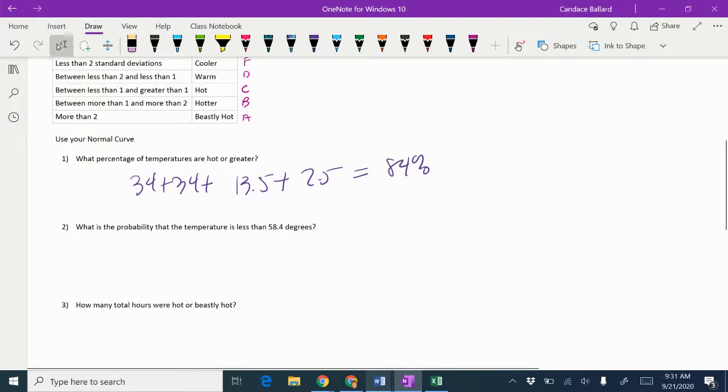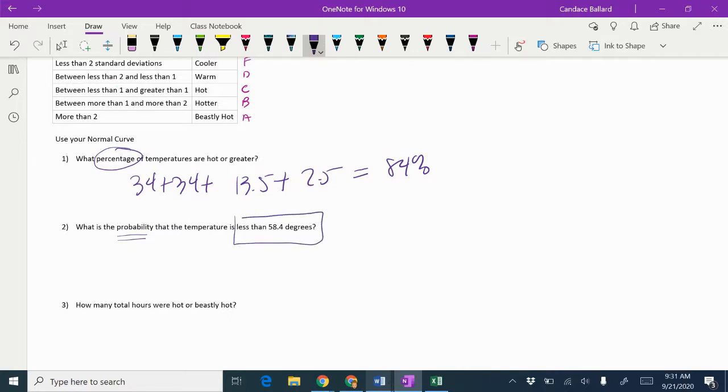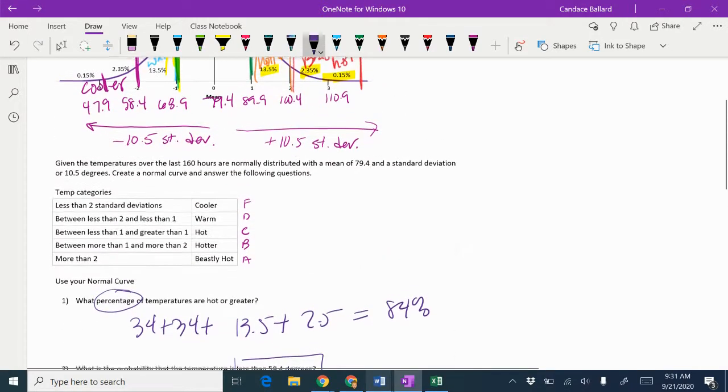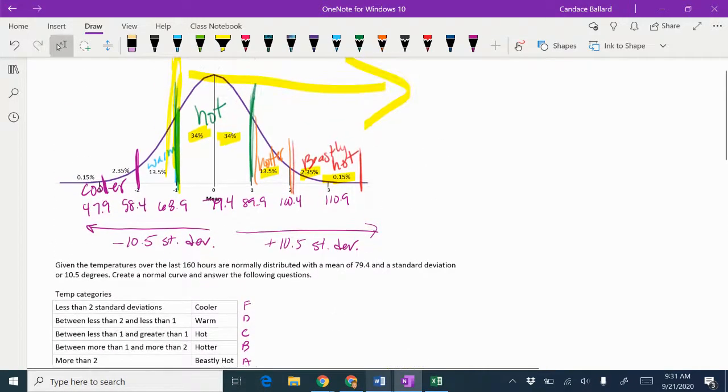All right, and you got to watch your word. It said percentage, so I'm leaving it in percentage. The next one says probability, so I have to do something slightly different. This time it says the temperature is less than 58.4. Okay, so I'm going to scroll back up. I'm going to look for 58.4, and it magically is there because I purposely set this up so it was on there. Okay, so here's 58.4.